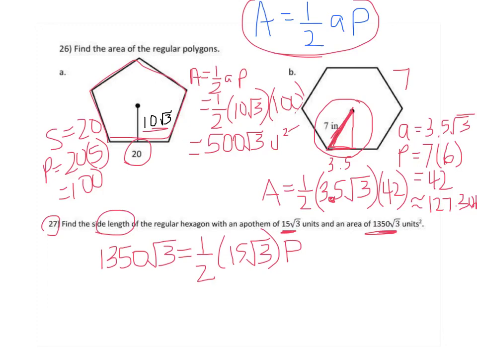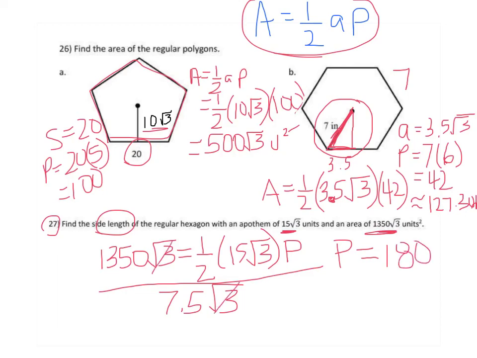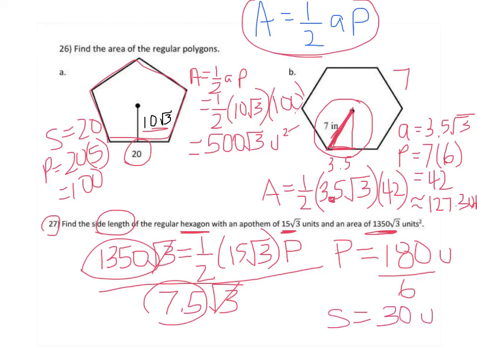So to solve this equation, I'm going to divide both sides by 1/2 15 root 3. Half of 15 root 3 is 7.5 root 3. So P is going to equal, for this problem, 180. Okay, the root 3's cancel, so you're ultimately just dividing the 1350 by the 7.5. So if your perimeter is 180 units, therefore this is a hexagon, so you divide by 6, and 180 divided by 6 is 30 units. So one side is 30 units.